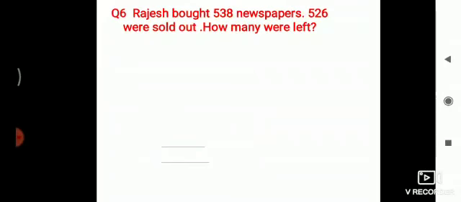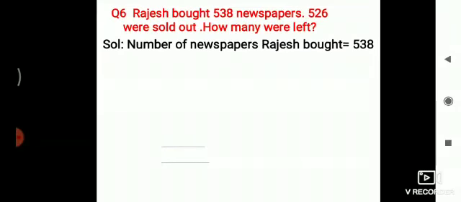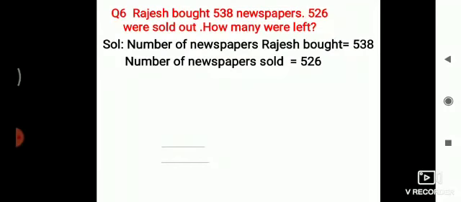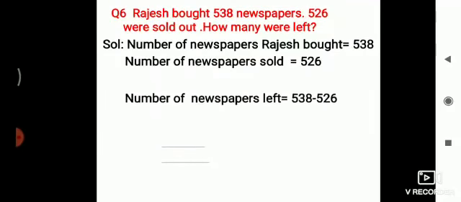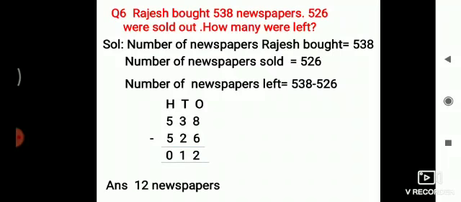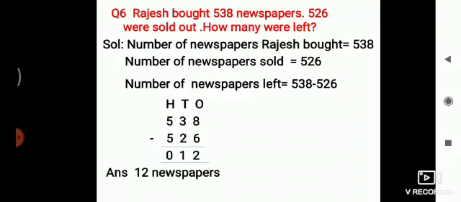See the statements. Number of newspapers Rajesh bought is equal to 538. Number of newspapers sold is equal to 526. Number of newspapers left is equal to 538 minus 526. Now we will subtract 526 from 538. 8 minus 6 is 2, 3 minus 2 is 1 and 5 minus 5 is 0. So the answer is 12 newspapers.